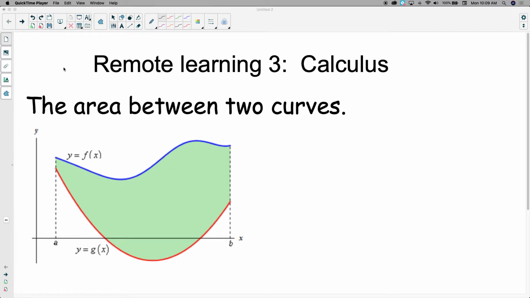Okay, good morning, everybody. I'm getting ready to roll into Remote Learning 3 here, the area between two curves. So, this is an applied integral lesson. Seems to me like we've done a lot of integrating, but not for a particular purpose in quite a while. But we have been learning the major techniques. So, we're going to take a break from that and move into an application. And this first application is the area between two curves.